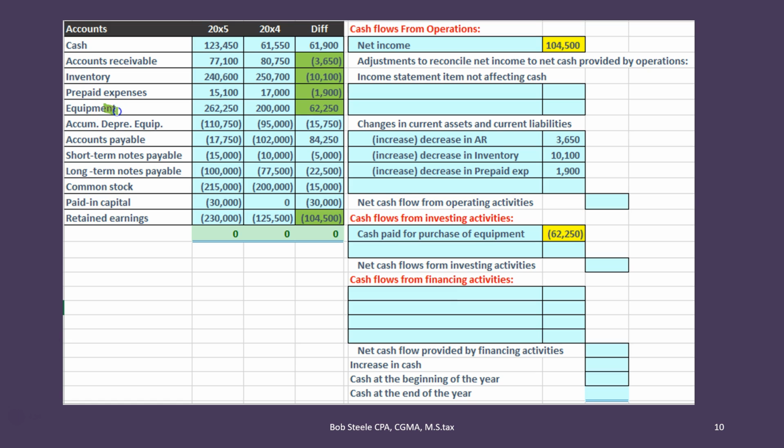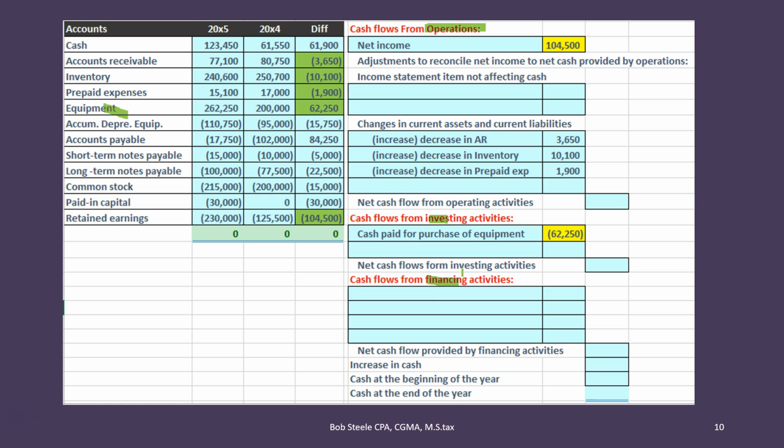Next account is equipment. Notice equipment is not a current asset or liability, so we've got to think through this more deeply now. Is it going to be operating? Is it going to be investing? Is it going to be financing? In this case, if we think about equipment, when we buy equipment, what's the effect on the journal entry? Well, if we bought equipment, then we're going to debit equipment and we're going to credit cash or some kind of loan, whatever we bought it for.